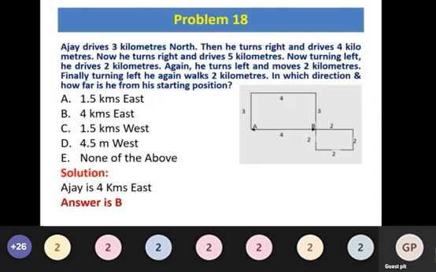Now, as far as the diagram is concerned, if you see the solution, Ajay is 4 kilometers east. So the answer is B, 4 kilometers east.